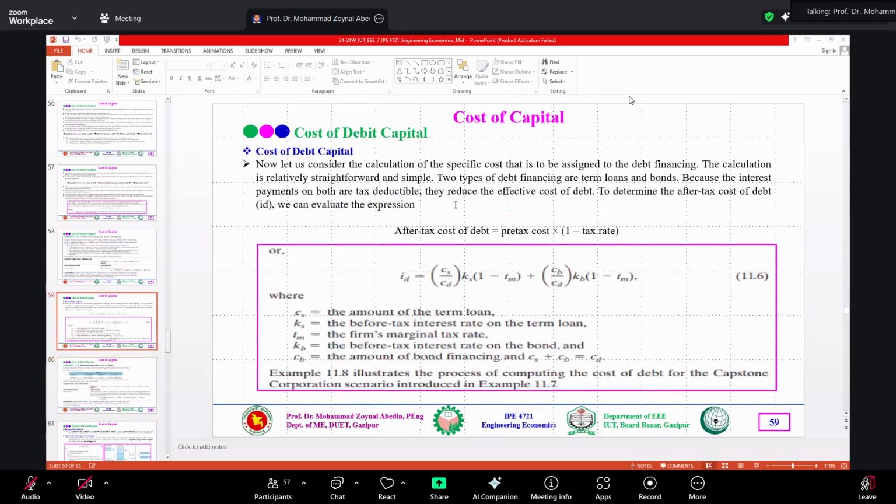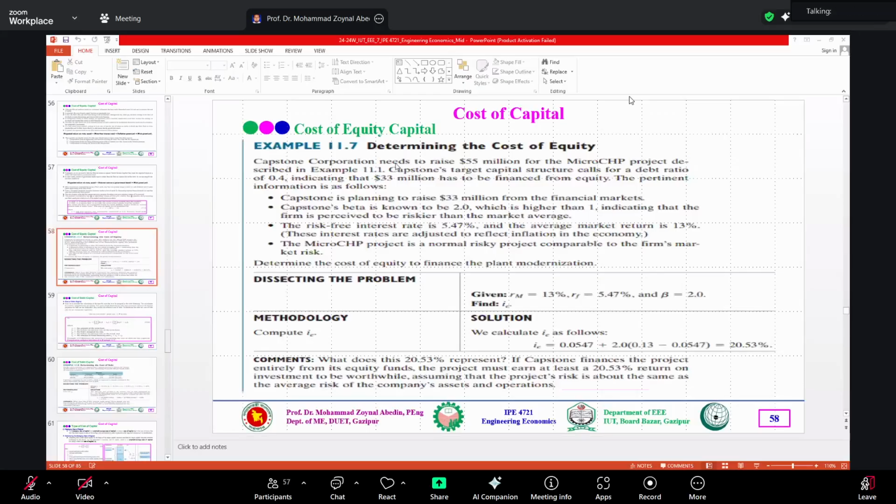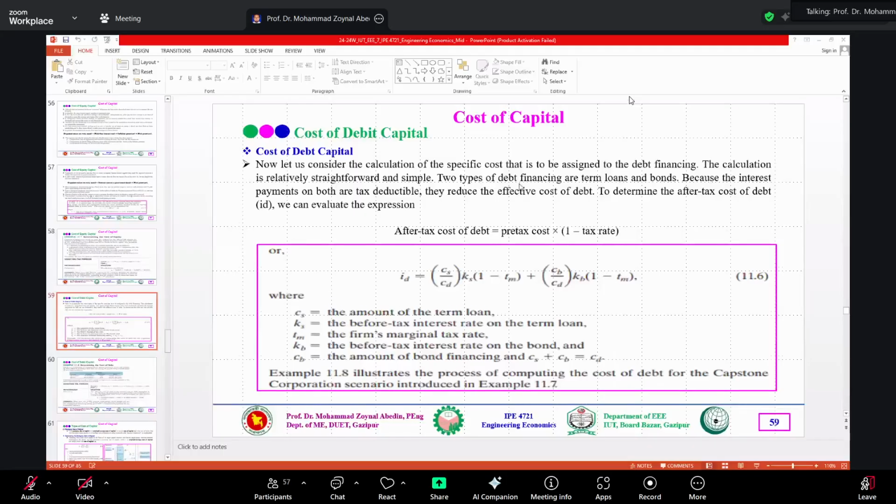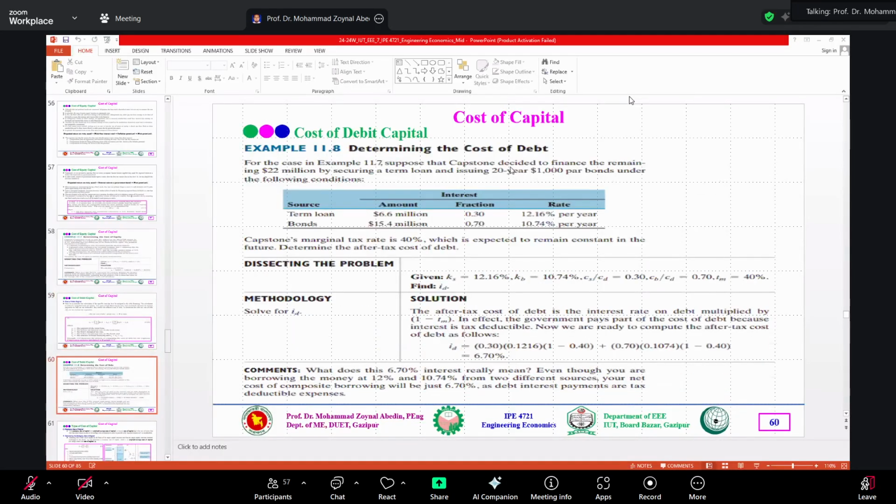Okay, let's see the previous example. Capstone needs to raise 55 million, and among the 55 million, they decided to get 33 million from the cost of equity. So the remaining is 55 minus 33, which is 22. That's why they decided to finance the remaining 22 million by securing a term loan and a bond.